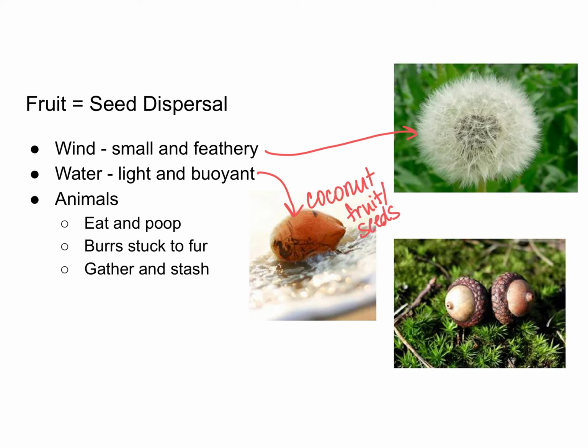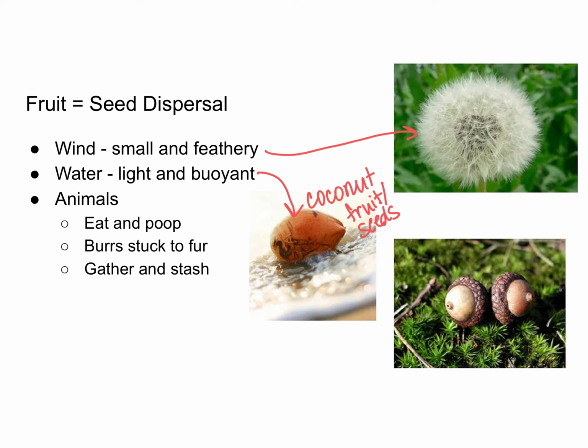Some fruit are designed to be dispersed by animals, and so the animals might eat the fruit, and then the seed might pass through their digestive tract and then come out in their poop, and then it has this nice little pile of fertilizer so it can germinate wherever it lands. Other times, animals might eat the fruit and then just drop the seeds wherever they happen to be eating that fruit.